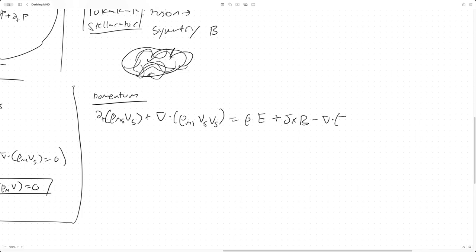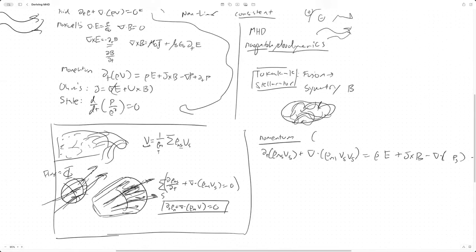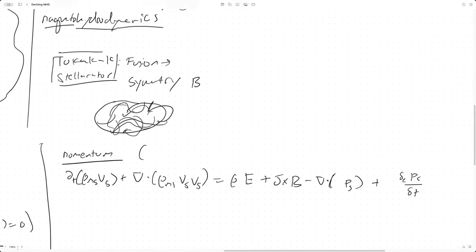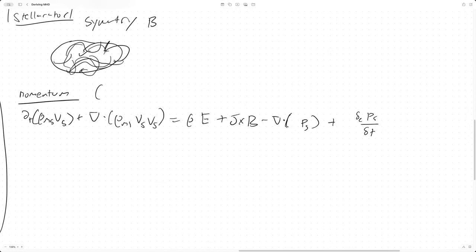Minus del dot the species pressure P. This one's kind of long. Plus over. Let me ignore the sum first. Okay, so you have this, and then we can all derive this later. So actually, maybe I should have started by saying what is a plasma and what are the equations for a plasma. But assuming that we already know the very general equations for plasma, it's going to be this.